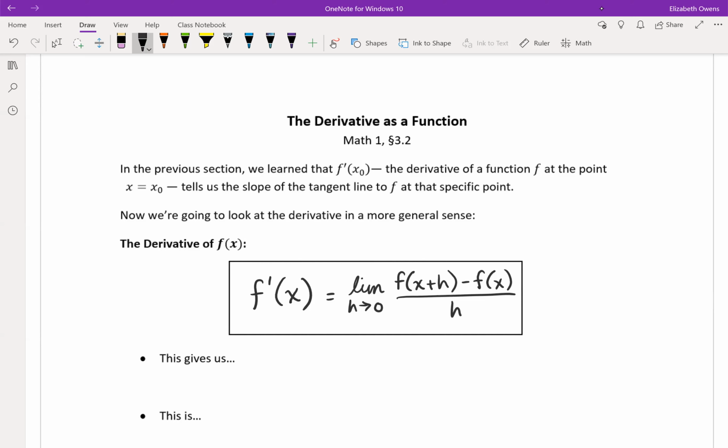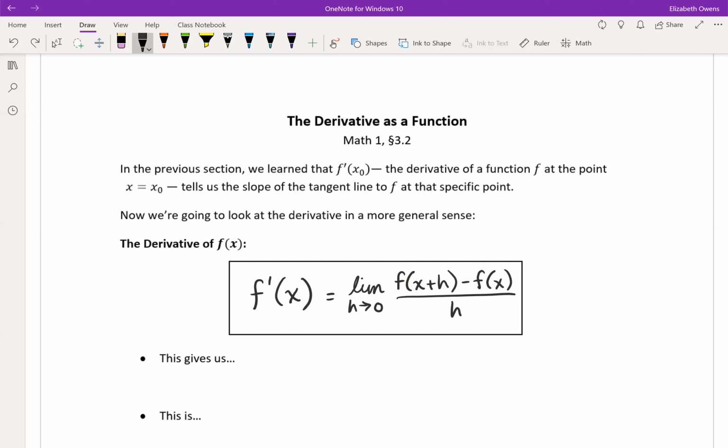Okay, so this definition should look familiar. It's the same one that we saw in section 3.1, just now instead of using a specific point x equals x naught, we're just using the general variable x in these three locations there. Everything else is exactly the same. So the trick here is instead of putting a number in those locations, you're just going to leave the variable x.